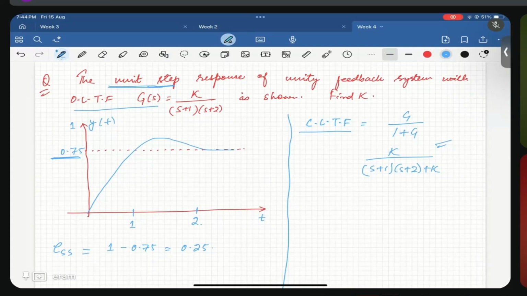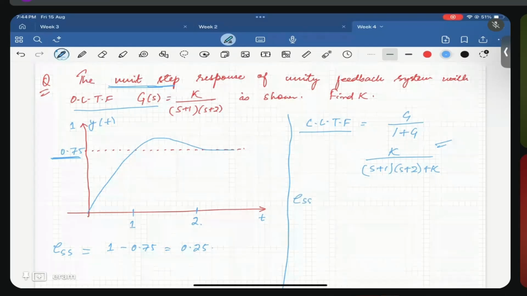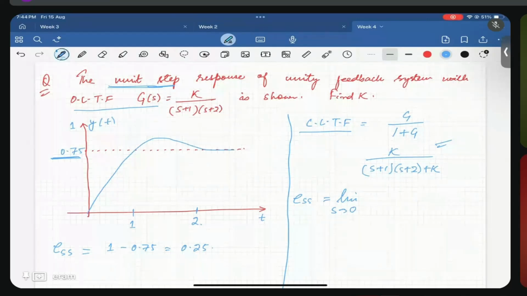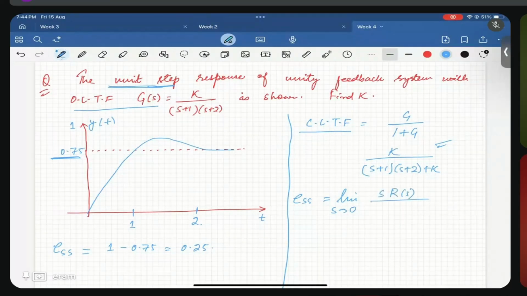Now we know, as you said, we can directly calculate the steady state error as limit, like we have done in the previous questions. It is limit s tends to 0, s R(s) by 1 plus G. Okay. So now can you calculate? So R(s) is nothing but step input, so it is 1 by s, and G is given, k by (s plus 1)(s plus 2). Okay.